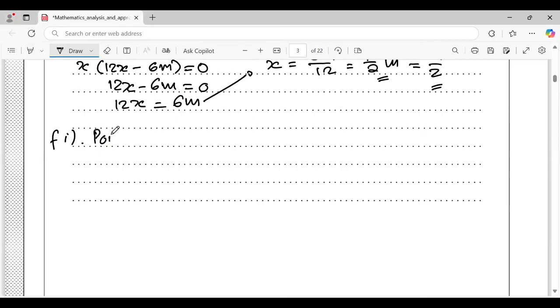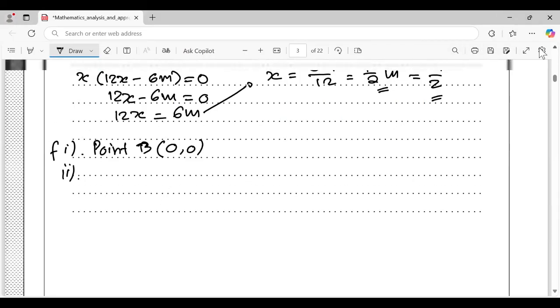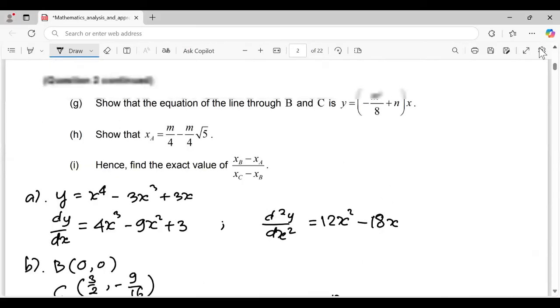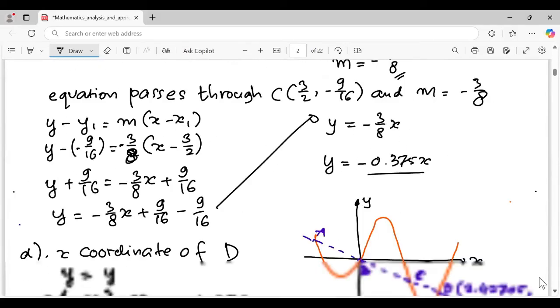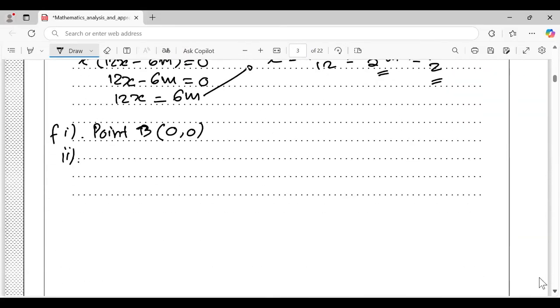Point B, of course, is 0, 0, because point B is located on the origin. Part 2. The question is, find in terms of m and n the coordinates of C. The coordinate point C, but in terms of m and n.